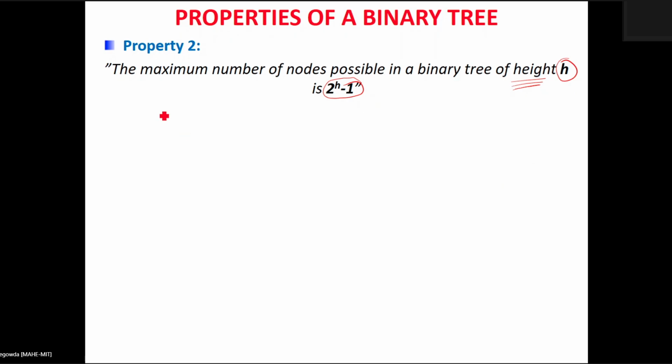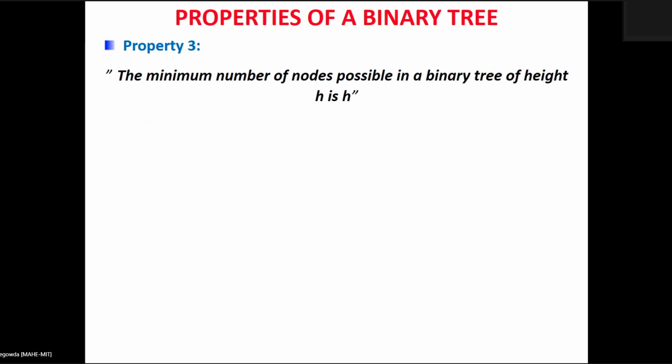Okay, whereas height is calculated from the root node to the leaf node or any particular node, not only to the leaf node, any particular node. But depth is calculated from the leaf node to a particular node. So this is the difference. There should not be any confusion between height and depth.